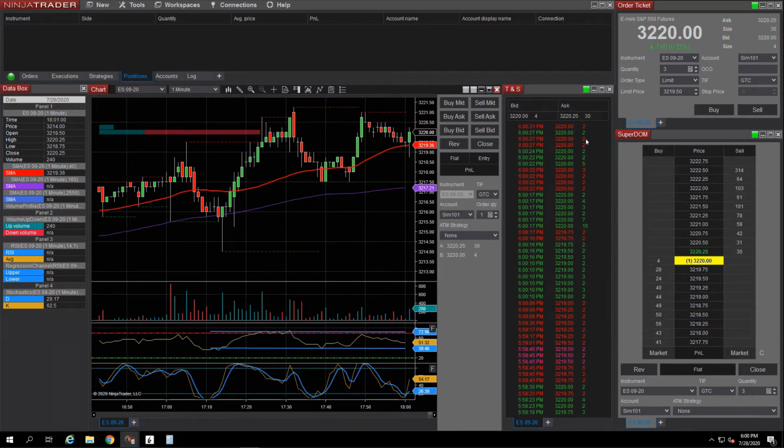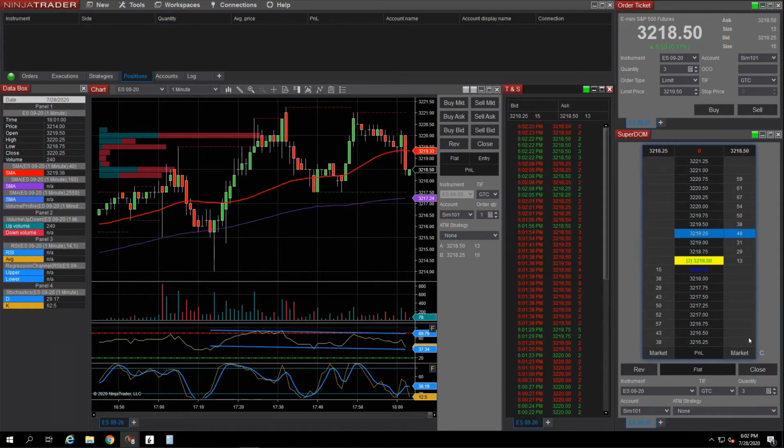And so you can see 2 contracts were sold at 32.20, 2 contracts were sold at 32.20, and so on. If it's green, that means one of the buyers decided to take the price of the ask. If it's red, it means one of the sellers decided to sell at the bid price.